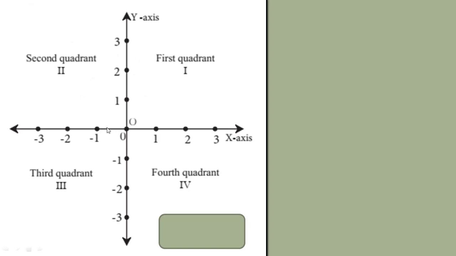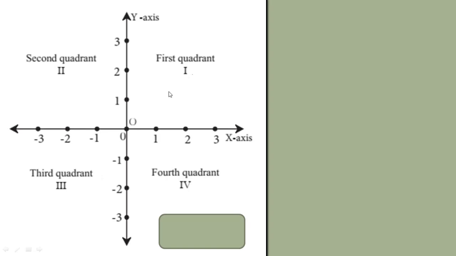These two lines cross each other at the point O. This point is called the origin. When these two lines cross each other at O, they divide the plane into four parts. Each part is called a quadrant. So this will be the first quadrant, second quadrant, third quadrant and fourth quadrant.